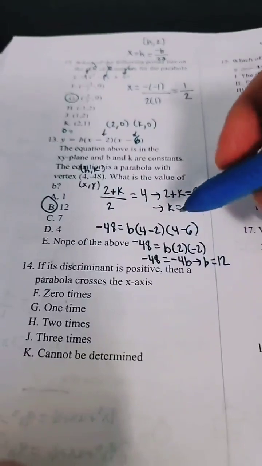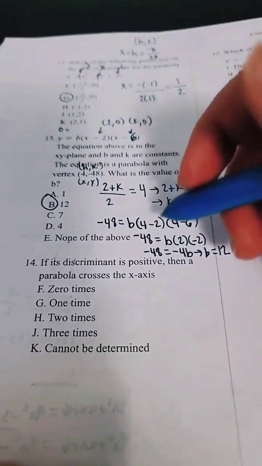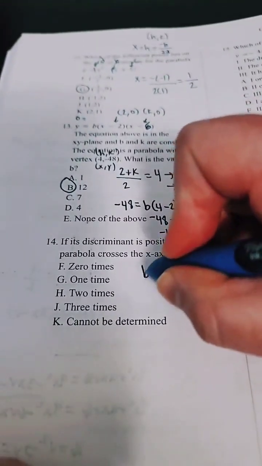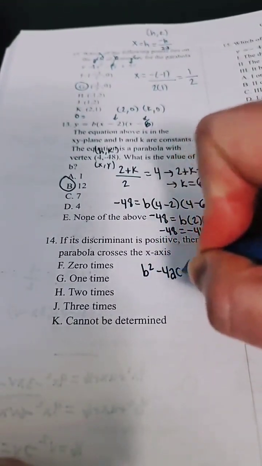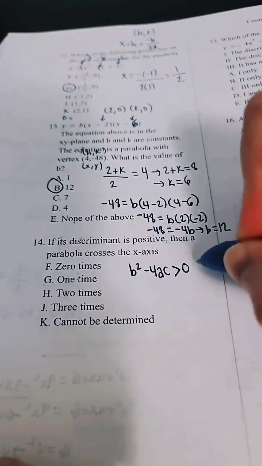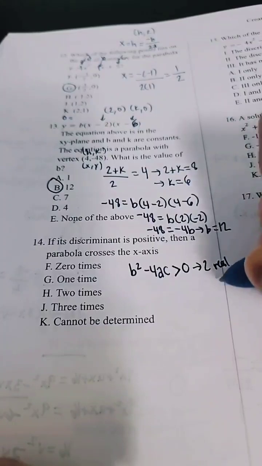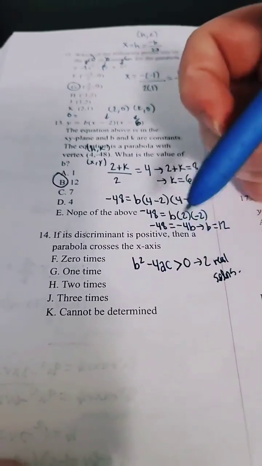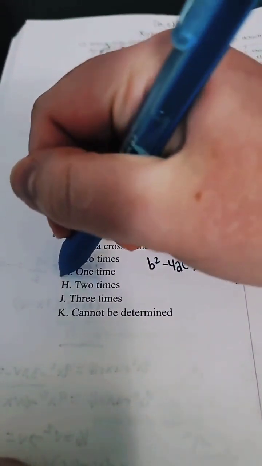So let's go to the next one, number 14. If its discriminant is positive, then a parabola crosses the x-axis basically how many times? Remember, the discriminant is b squared minus 4ac, and when that is positive, or greater than 0, that means we have 2 real solutions. So it's going to cross the x-axis 2 times, h.